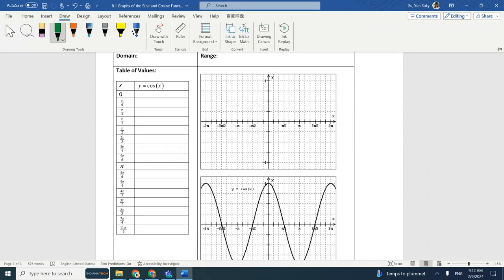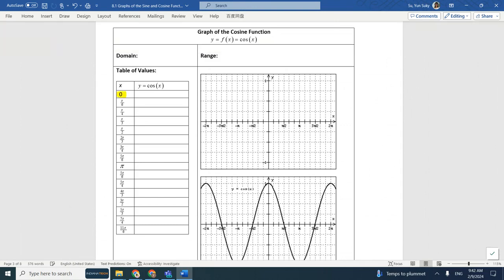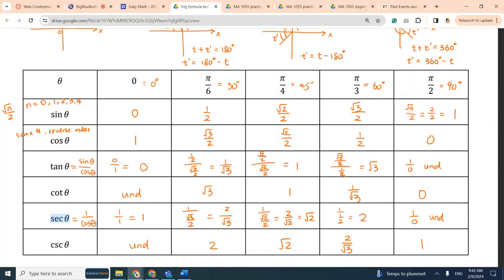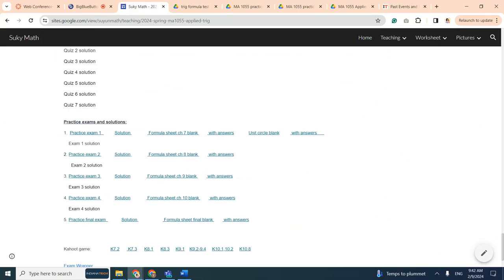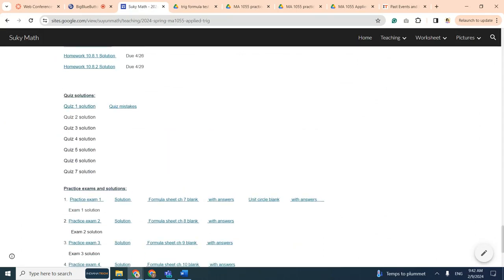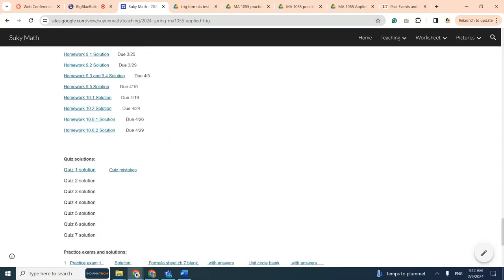We focus also on the 5 key points: 0, pi over 2, pi, 3 pi over 2, and 2 pi. Thank you. Yes, sorry, I forgot that again. So let's go over the quiz first.